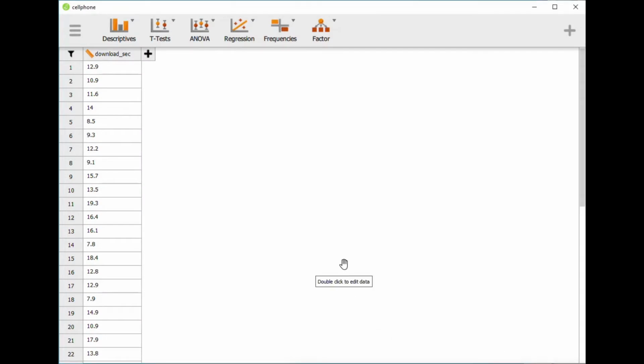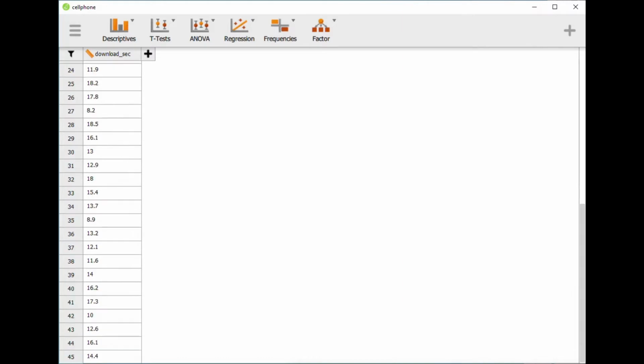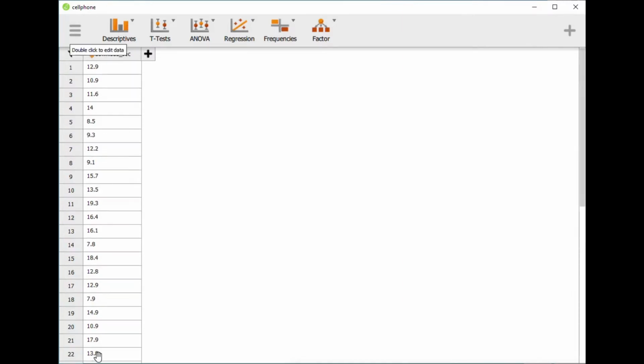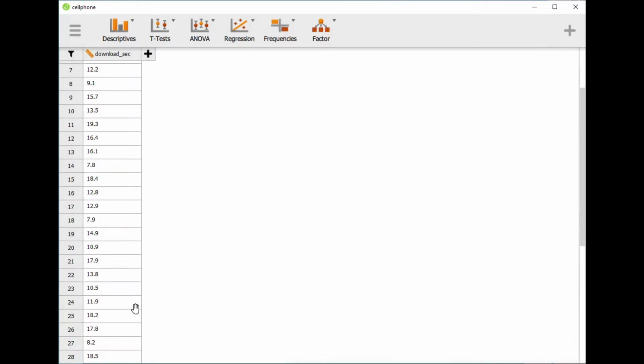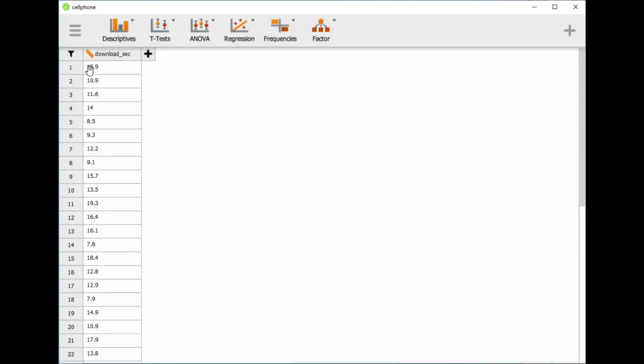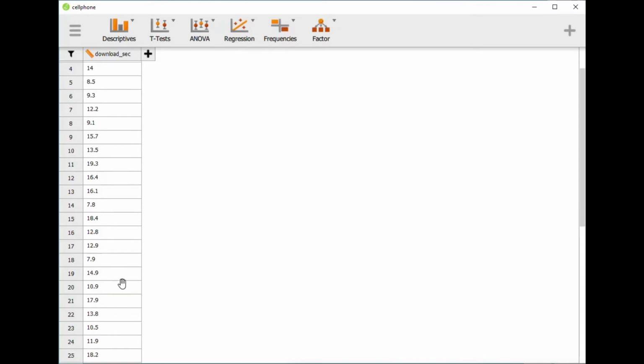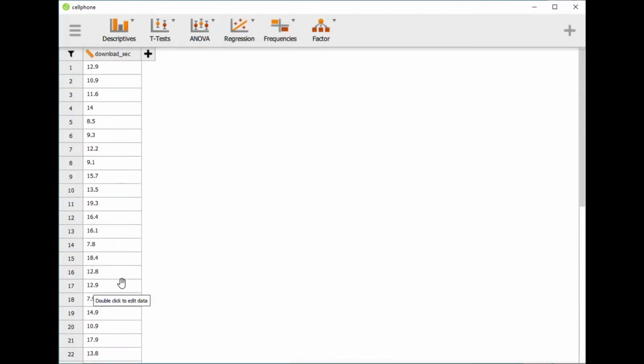So here we are in JASP. This is the data set showing the 45 download speeds. So we can see each one of these represents downloading the song one time. How long did it take to download the song in number of seconds? So the first time, 12.9 seconds, the second, 10.9 seconds, the third, 11.6 seconds, and then a lot slower, 14 seconds, and so on. Okay. So we can see all 45 download times here.